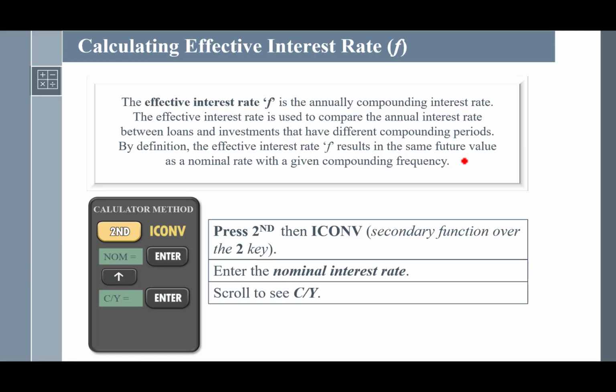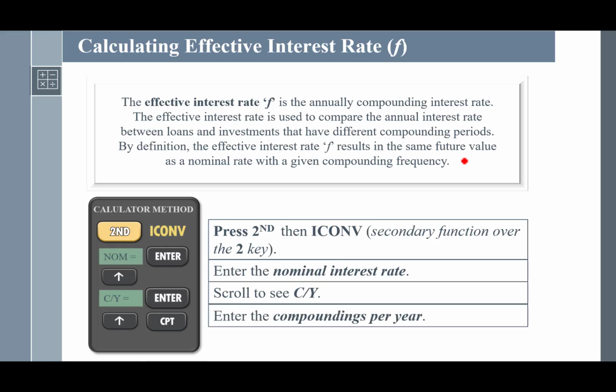Then if you press the down arrow or the up arrow, it's going to take you to C/Y, the compounding periods per year: 2 if it's semi-annually, 12 if it's monthly, and so on. Press the up arrow and you will get to the effective interest rate. If you press CPT there, it will give you the effective interest rate, which is the equivalent to whatever nominal interest rate in a year or compounded yearly.